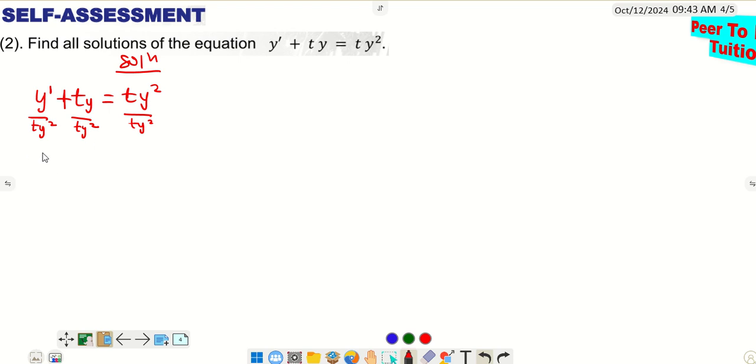If you do that, you will get 1 over t multiplied by y prime over y squared. Then plus, here we can cancel out and we will get 1 over y should be equal to, everything will cancel out here, so we have 1. So that is the first step.